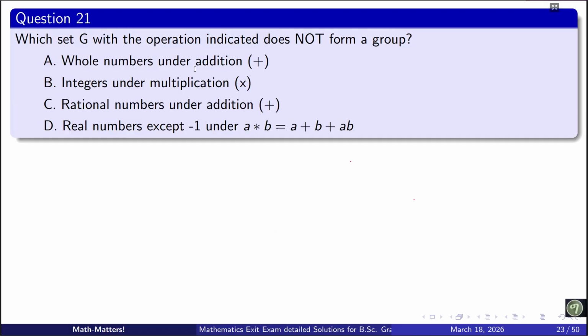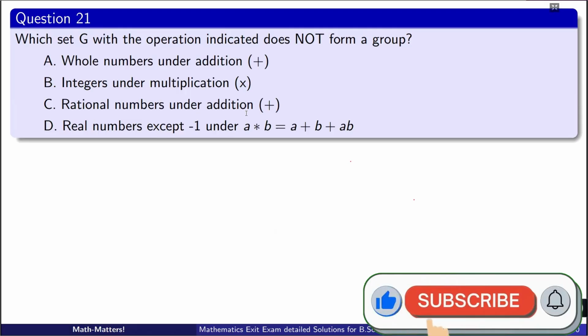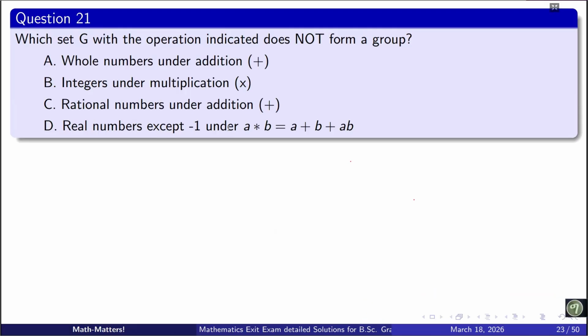A, whole numbers under addition; integers under multiplication; rational numbers under addition; real numbers except -1 under A star B is equal to A plus B plus AB.